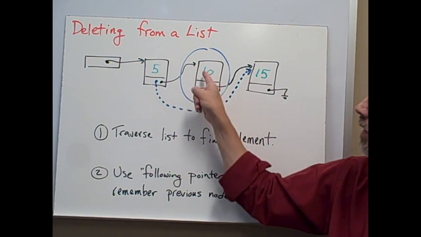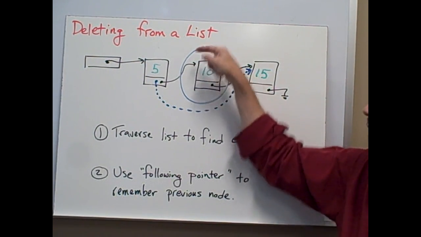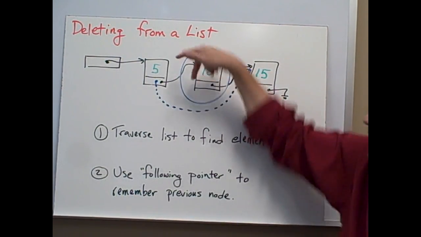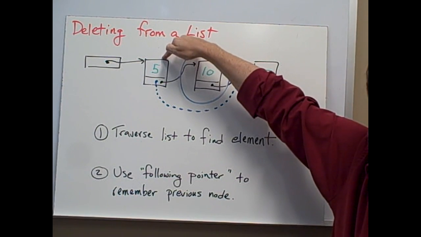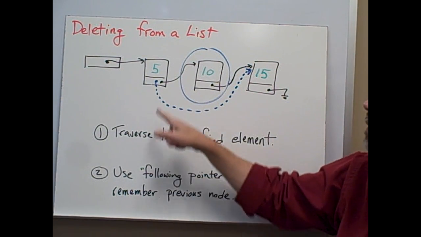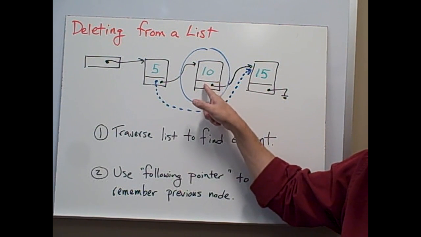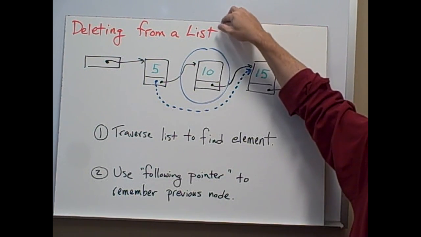So we're going to traverse the list to find the node we're going to remove. That would be here. We also need to use a following pointer as we traverse the list so that we remember the previous node. Because the previous node's next field is going to be set equal to this node's next field before we can remove it.